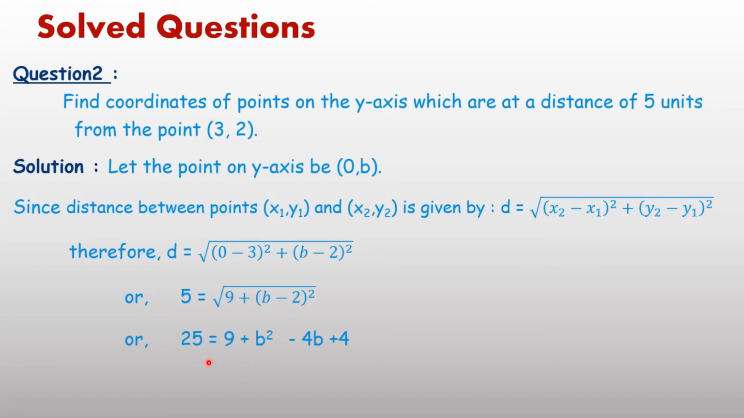Now squaring both sides, so 25 equal to 9 plus b square minus 4b plus 4. Just use formula a minus b whole square equal to a square minus 2ab plus b square. Now further simplify, you will get b square minus 4b, and 25 transfer to the right side. 9 plus 4 is 13, minus 25 means minus 12. Now you have to factorize it.